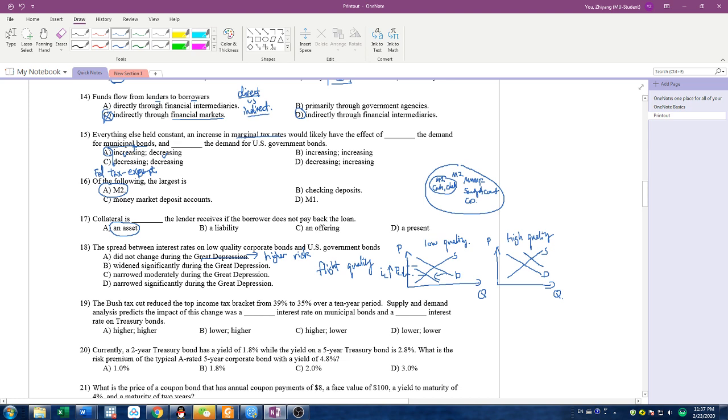So even though the return is slightly lower for high quality bond, it could be much lower. But what we want is really the safety of our money, right? So the demand is going to shift out. So for high quality bond, the price is going to increase and the interest rate is going to drop.